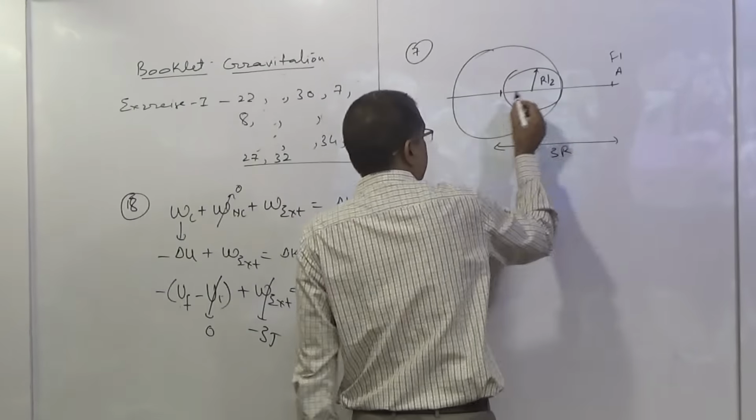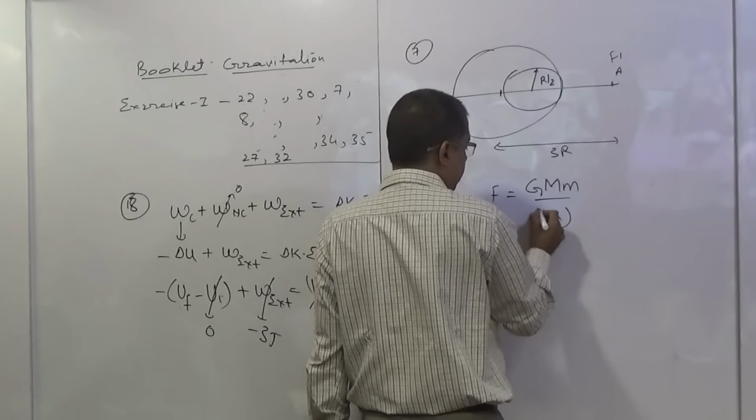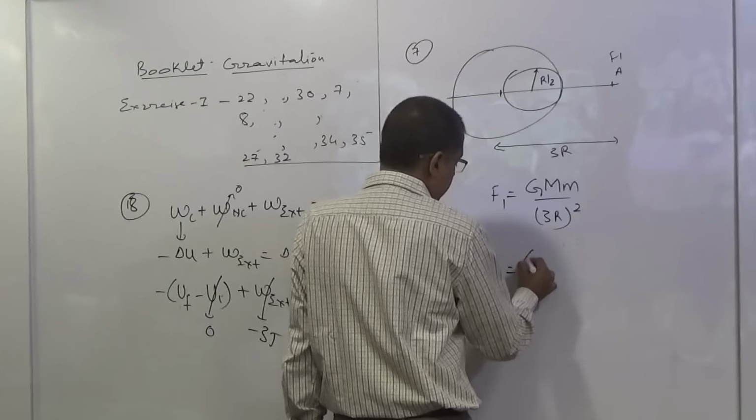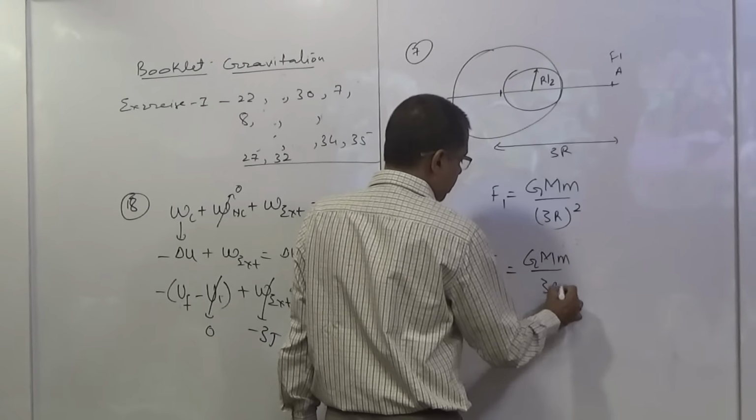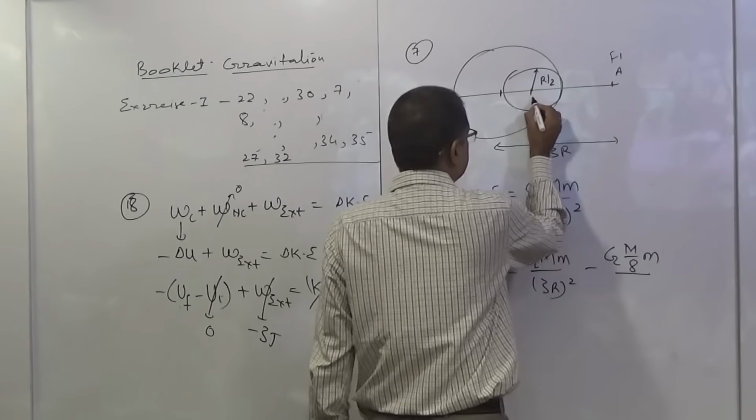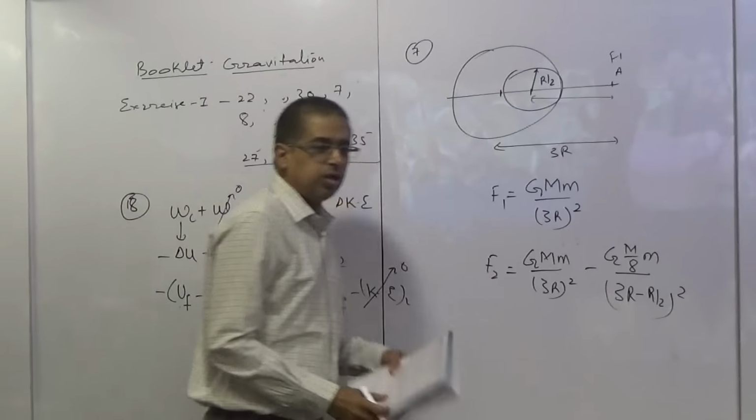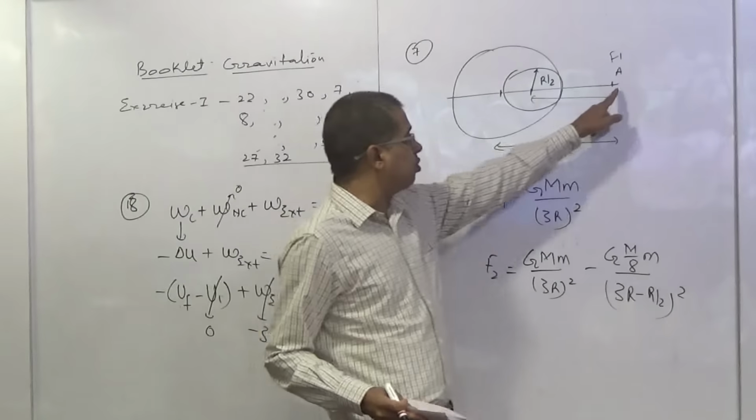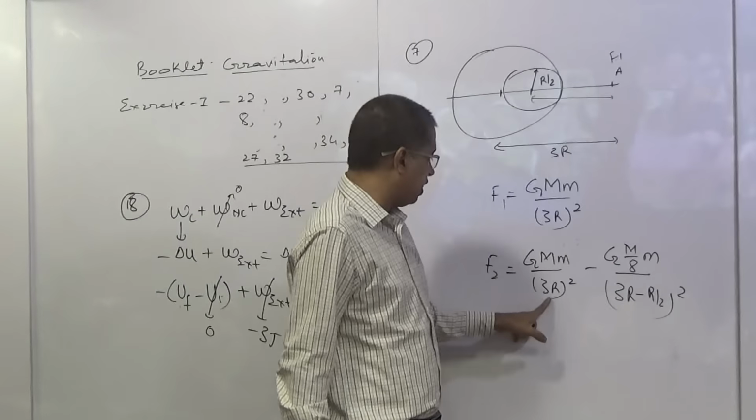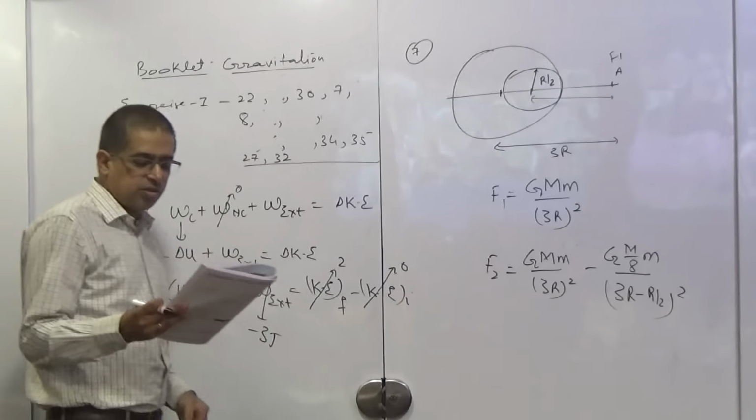See, originally the field here, F1, will be G capital M small m by 3r whole square. Right? This is F1. F2 will be G capital M small m by 3r whole square minus G M by 8 small m by the distance squared, and this distance will be 3r minus r by 2 whole square. He wants the ratio of these both. F2 is the force on it when there is a cavity cut. When there is a cavity cut, what will be the force? Total force of the sphere minus the force due to the cavity is the force exerted by the sphere. Divide both, he wants the ratio of this.